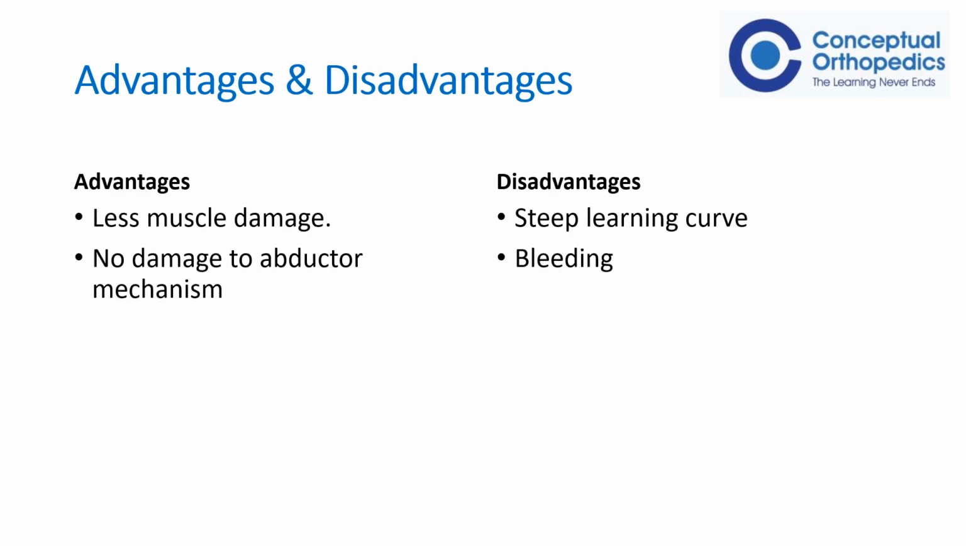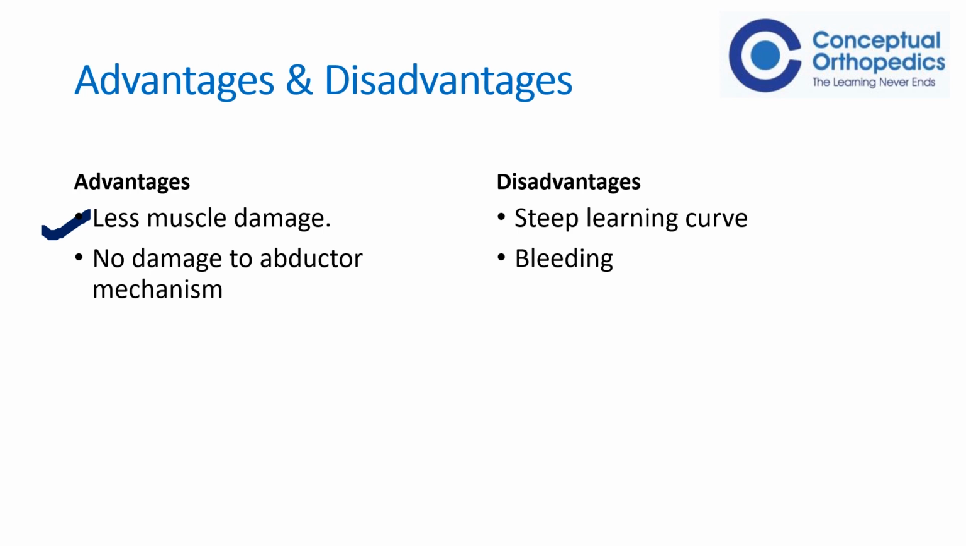The advantage is that there is very little muscle damage since it's a true intermuscular plane that needs to be followed. Plus, the biggest advantage is that there is absolutely no damage to the abductor mechanism. That is, the gluteus medius is not dissected in this particular approach. This is an advantage, especially in arthroplasty, since if the abductor mechanism is untouched, the incidence of postoperative dislocation reduces significantly.